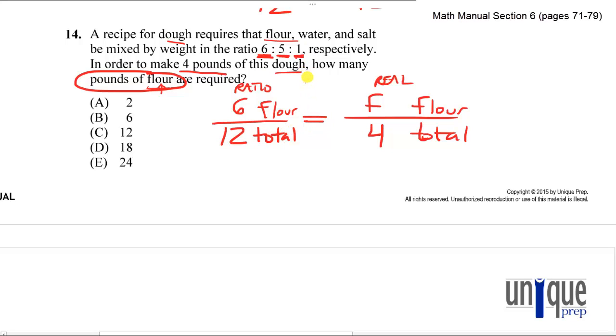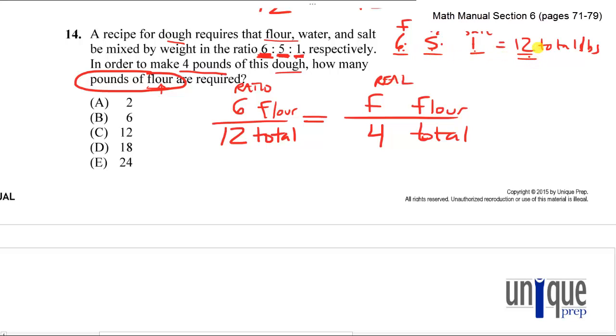The way that you can think about this is that if you think of each of these numbers being a number of pounds, for instance, when you mix this dough, you would have 6 pounds of flour, 5 pounds of water, and 1 pound of salt. And that means that you would have 12 total pounds of the entire mixture, because you have 6 pounds, 5 pounds, 1 pound of the flour, water, and salt. That would make 12 pounds of the dough. You just have to add the pounds of flour, water, and salt. You get 12 pounds of dough.